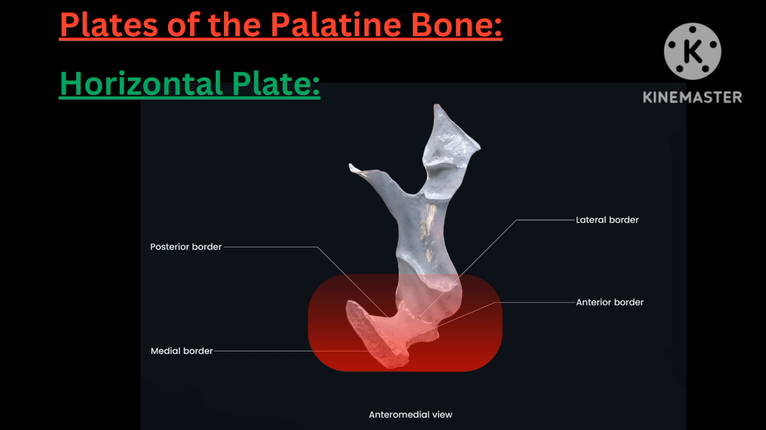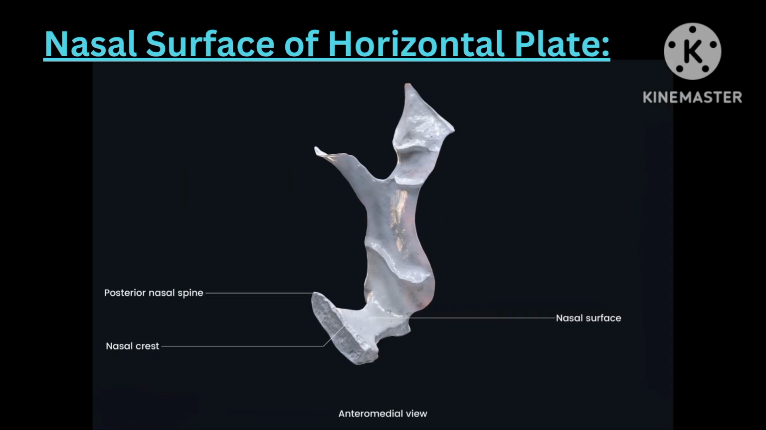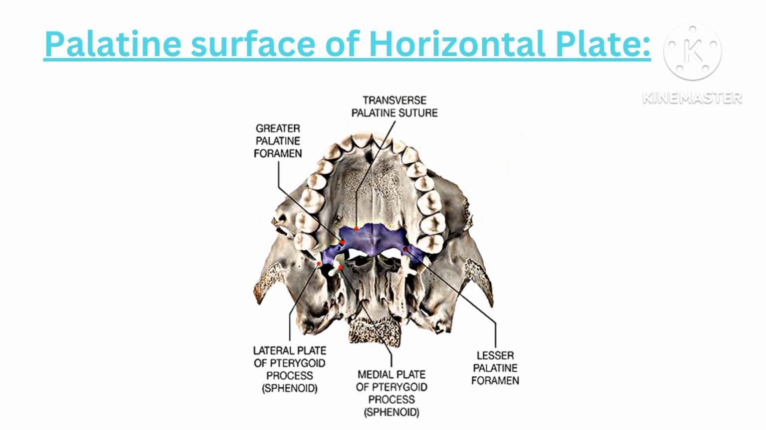The horizontal plate of the palatine bone has 2 surfaces, nasal surface and palatine surface. The nasal surface of the horizontal plate forms part of the posterior portion of the nasal cavity's floor and part of the inferior nasal meatus. The palatine surface forms part of the bony palate and features the greater palatine foramen that leads to the greater palatine canal, and lesser palatine foramina that lead to the lesser palatine canals.